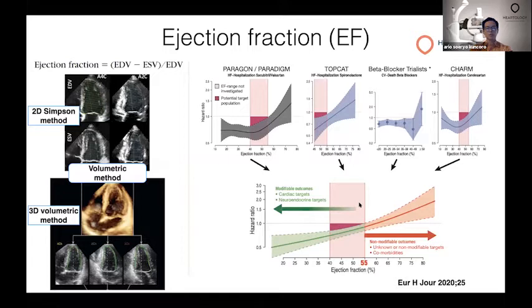But from echo's point of view, ejection fraction measurement is definitely not perfect. So currently major guidelines recommend the use of volumetric assessment using 3D to replace 2D assessment of ejection fraction. Of course, it depends on the facility. If it's available, then the volumetric method using 3D is actually advisable or recommended.